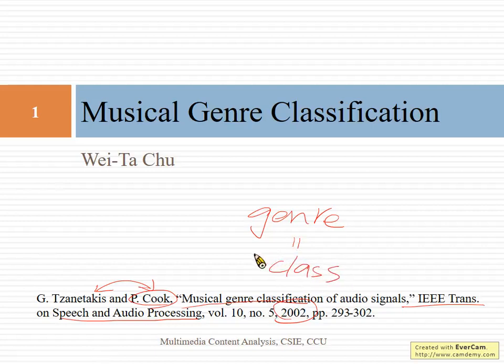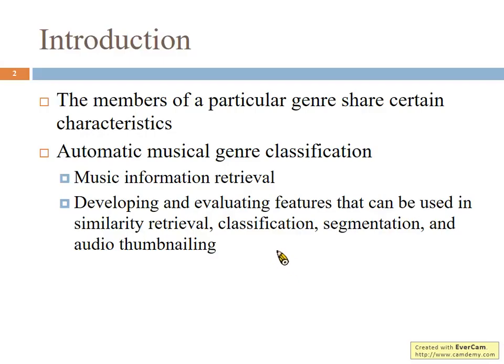So we will do music class or music type classification. And why can they do so? Because there is a very important assumption that the members of a particular genre share certain characteristics. So for music genre, there may be country music, jazz music, rock and roll music. And the basic assumption for such work is that they think all rock music share certain characteristics in common, such that we can find the basic statistic or the common characteristic of the rock music type.